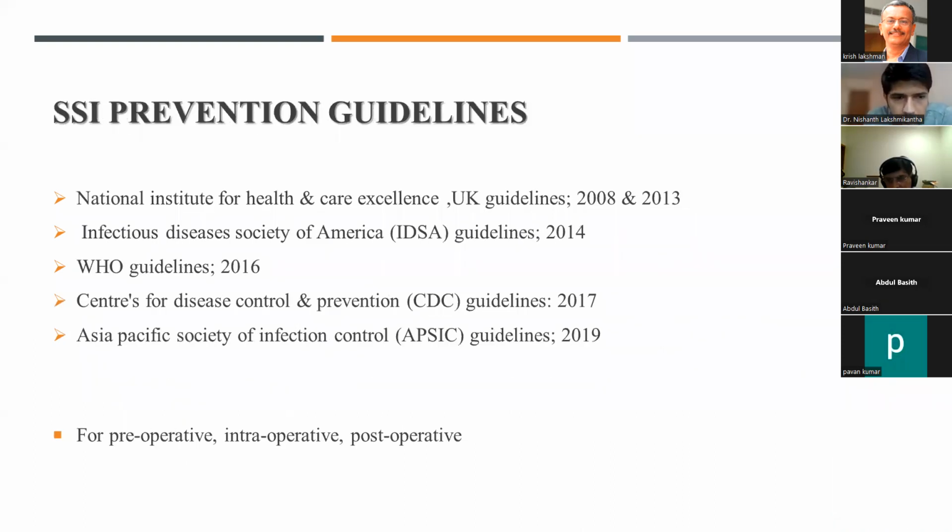For the prevention of surgical site infections, many guidelines have been made. Among them are the National Institute for Health and Care Excellence UK guidelines in 2008 and updated in 2013, Infectious Diseases Society of America guidelines in 2014, WHO guidelines in 2016, CDC guidelines in 2017, and Asia Pacific Society of Infection Control in 2019, for the preoperative, intraoperative, and postoperative phases of surgery. Now, as WHO guidelines are followed widely, we'll be discussing the guidelines of WHO.